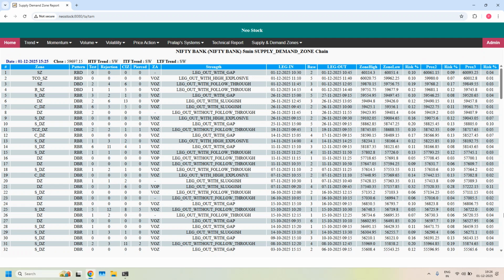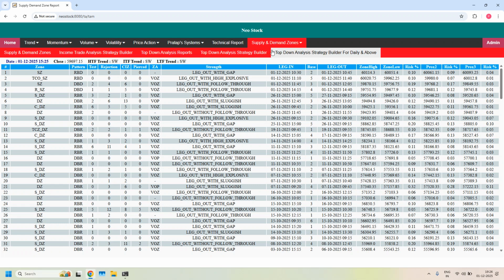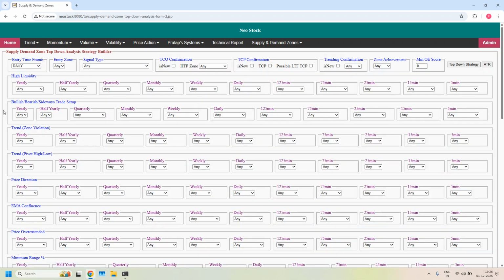So this is a BANKNIFTY supply demand zone chain report. With this we have completed both NIFTY and BANKNIFTY. Next, I will generate sideways, bullish and bearish trade setups for monthly, weekly and daily income trades.